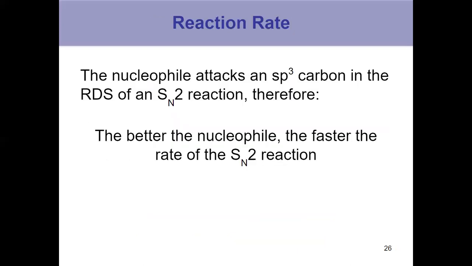Now we know from the first video that the nucleophile in an SN2 reaction attacks an sp3 hybridized carbon in the rate determining step, the RDS. Because it's involved in the rate determining step, that means that the better the nucleophile, the stronger the nucleophile, the faster the overall rate of an SN2 reaction. So how do we determine that?